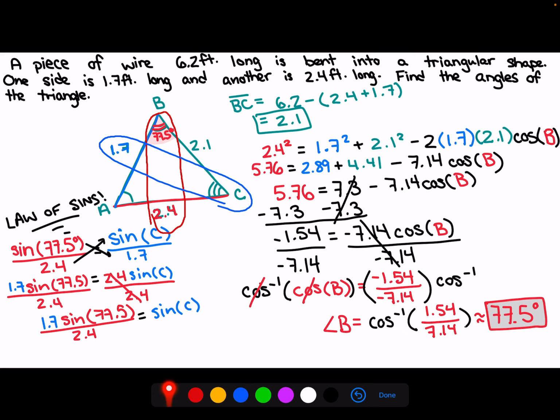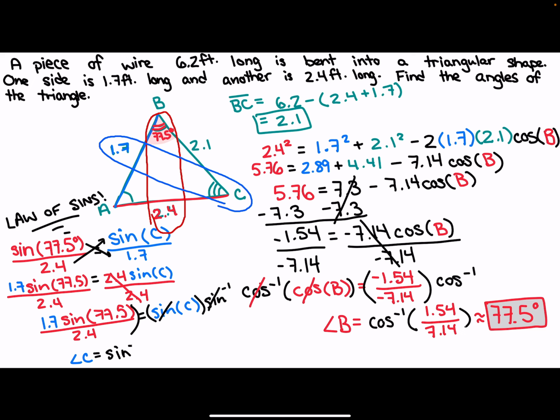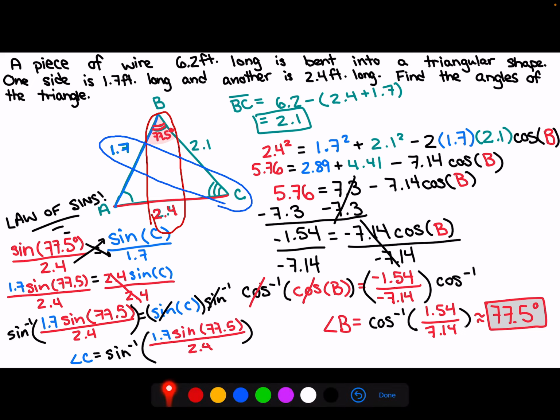Next, I need to get rid of sine. Again, we want C by itself. The only way to get rid of a trig function is through the inverse trig function. So I take the arc sine of both sides. Sine and arc sine will cancel, leaving me with angle C equals the arc sine of 1.7 sine of 77.5 over 2.4. This is what you want to enter into your calculator. Please do not forget your parentheses. That will throw everything off if you forget those. If you enter this into your calculator correctly, it will give you your final answer for angle C as 43.8 degrees.